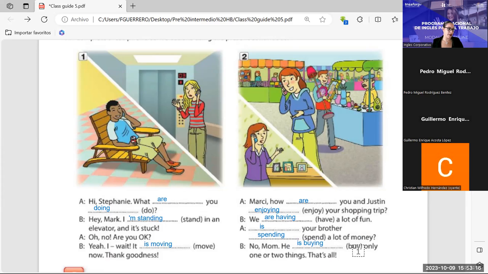Guillermo and Pedro? Okay. You start, Guillermo? Sí, sí, aquí estoy. Si quieres, comienzo. Stephanie, así se dice esa palabra. Hi Stephanie, what are you doing? Hey Mark, I'm standing in an elevator and it stopped. Oh no, are you okay? Yeah, I wait. It's moving now. Thank goodness.